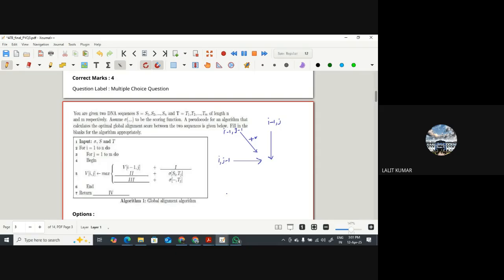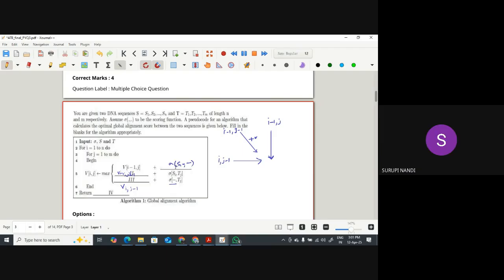this value, which will become sigma of s_i, t_j. Either it is coming from this place, so this will become V(i, j minus 1), and this will become V(i minus 1, j), and V(i minus 1, j minus 1). Is this okay?